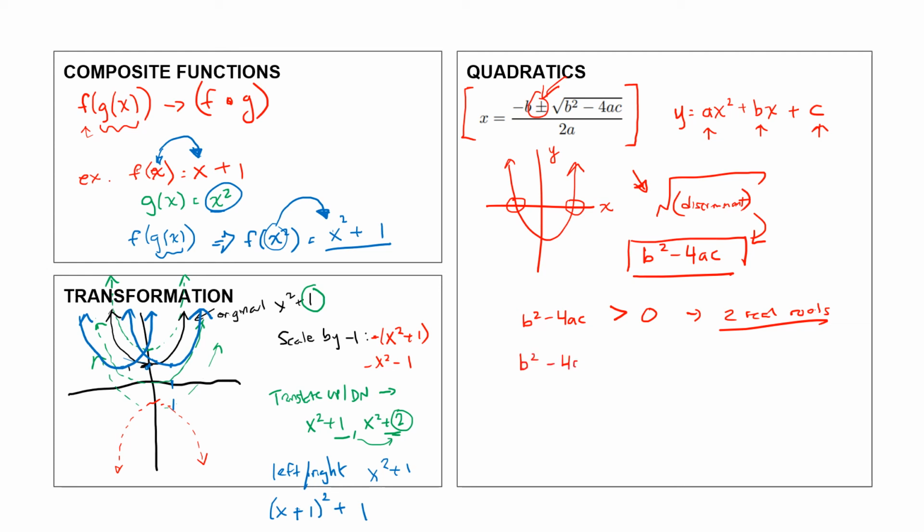When b squared minus 4ac equals 0, that's another case, we have 1 real root, and it's a double root, okay? The reason that happens is if you imagine negative b plus or minus the square root of 0, when you add 0 or subtract 0, you get the same answer. Your root will always be negative b over 2a, right? So that'll be a double root.